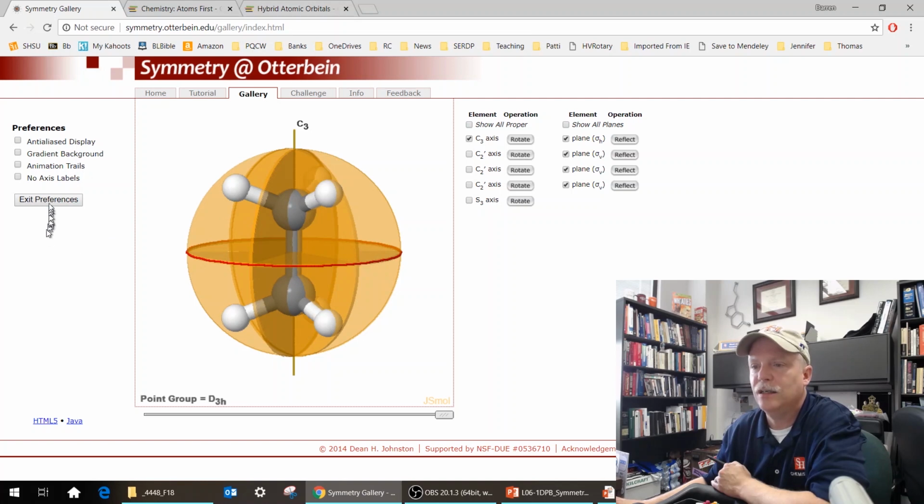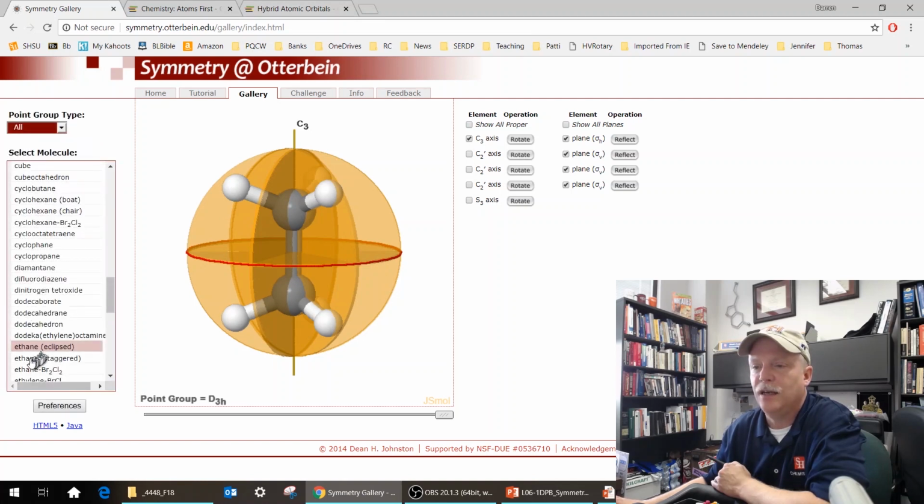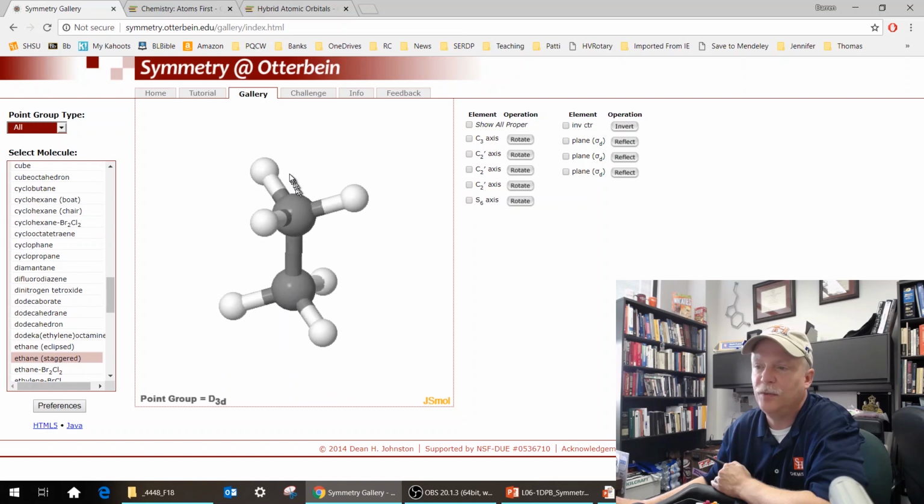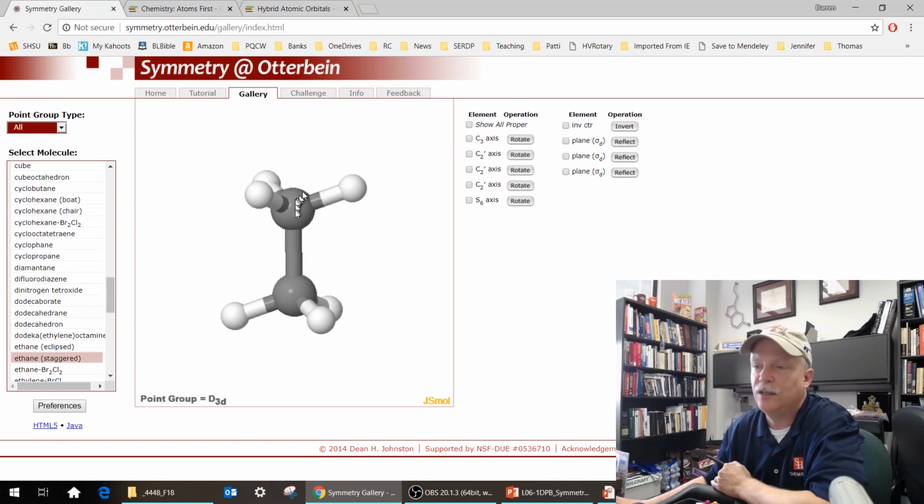Let's now look at staggered ethane. So here's the Newman projection. See the hydrogens in front and the hydrogens in back. Let's flip it up. That's how I would draw it on the board or in my notes.